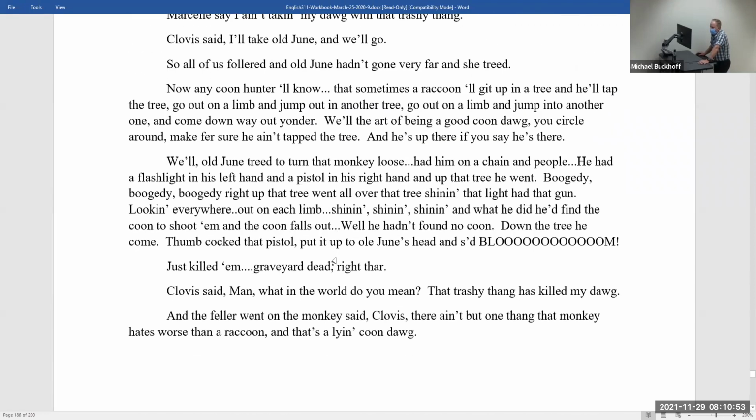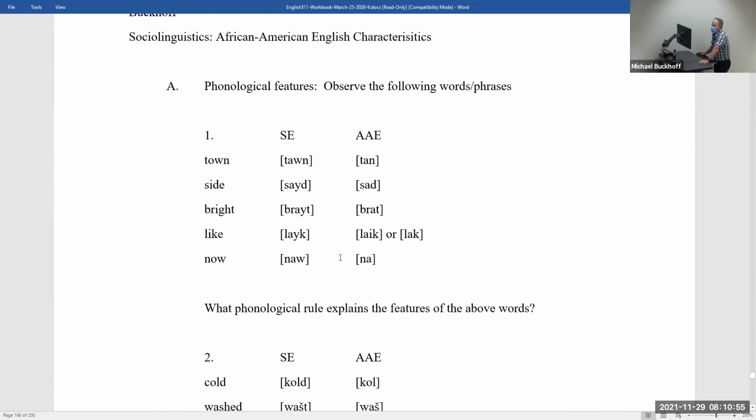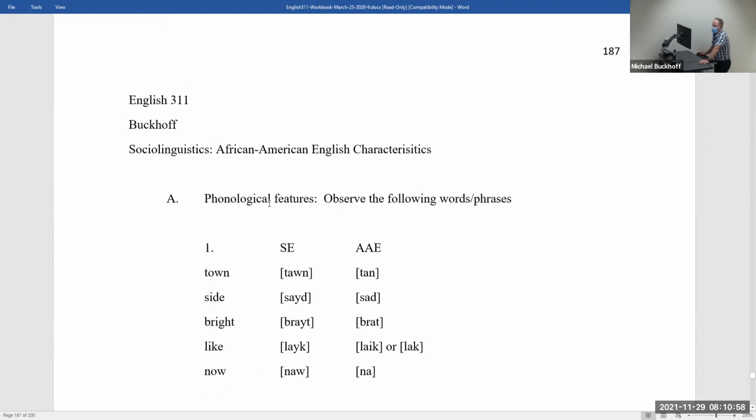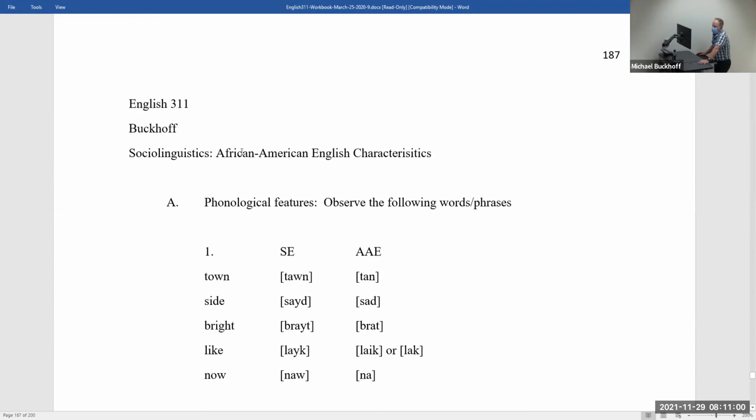Okay, what else do we want to talk about quickly here? Okay, look at one more. We've got about maybe 5 more minutes. African-American English characteristics, phonological features.